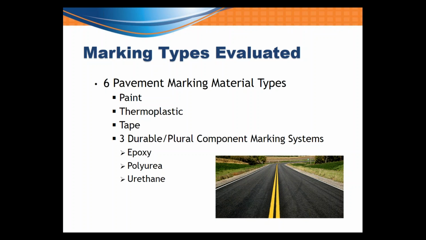So when we refer to a plural component system, that is a marking material that consists of 2 liquid products. One liquid product consists of a resin or a pigment, and the other liquid is the activator or binder for the marking material. And these 2 liquid products are mixed together in a specified ratio just before the marking material is actually applied to the pavement surface. And oftentimes the plural component systems are more durable and are expected to have a longer service life than standard traffic paint.